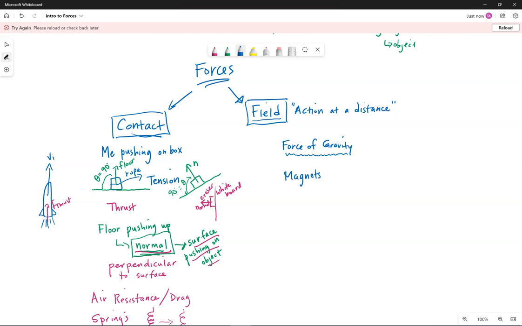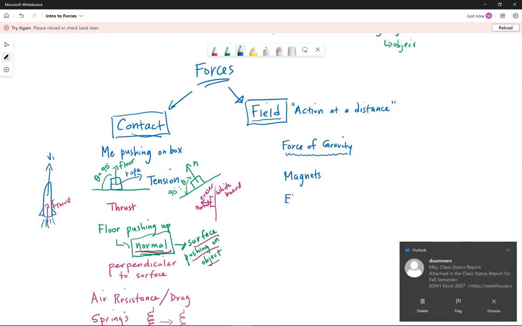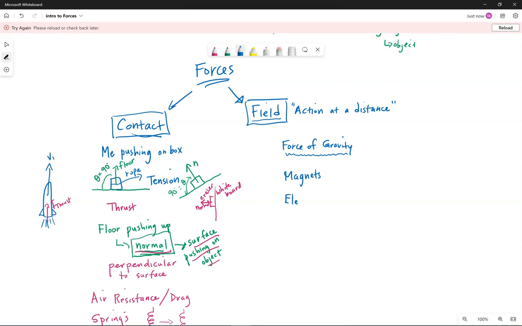So by field, we just simply mean these forces are existing. There's attraction and potentially repulsion simply because the objects are near each other. So magnets fall in that category. Electricity would fall in that category as well.